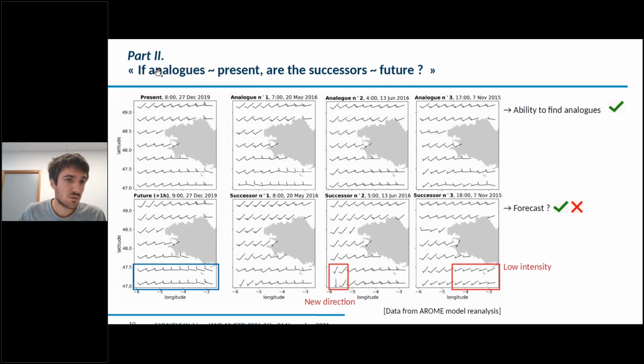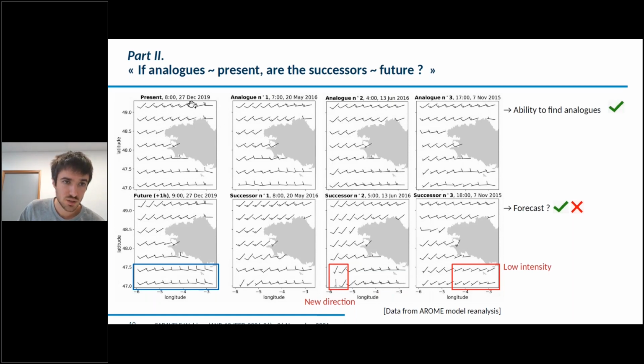So we've seen that we can find analogs that are close to the present, but the question is, if you're using their successors, will they stay close to the future, and can you use that to make a forecast? So this is an example for wind. This is the coast of Brittany. Here wind is coming from the southwest, and the intensity is between 5 knots here, 15 knots here, 10 knots, 15 knots, and 5 knots.